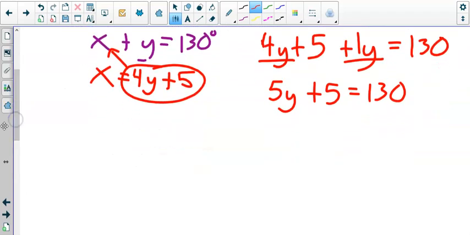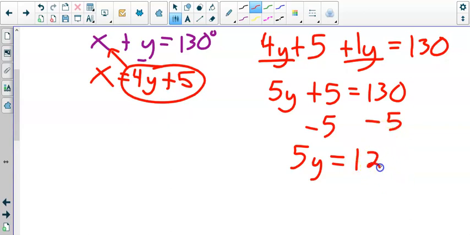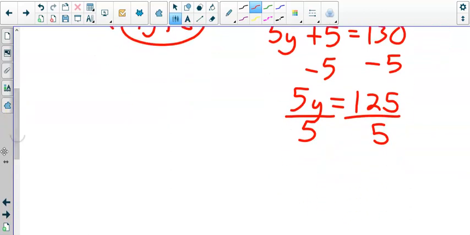Subtract 5 on both sides. Minus 5, minus 5. 5y equals 125, good. Because 130 minus 5 is 125. And then what? Divide by 5, divide by 5. Y is equal to 25. Okay. And of course that would be degrees because it's an angle measure.